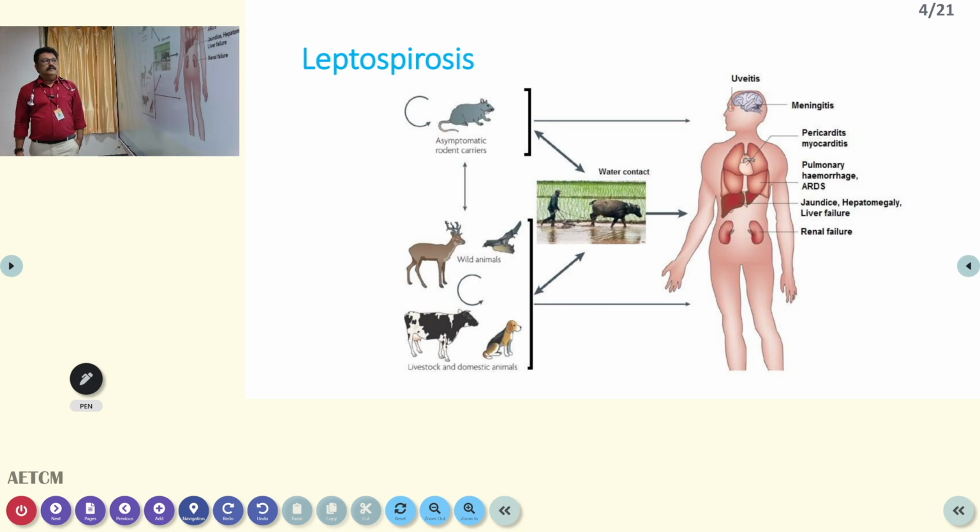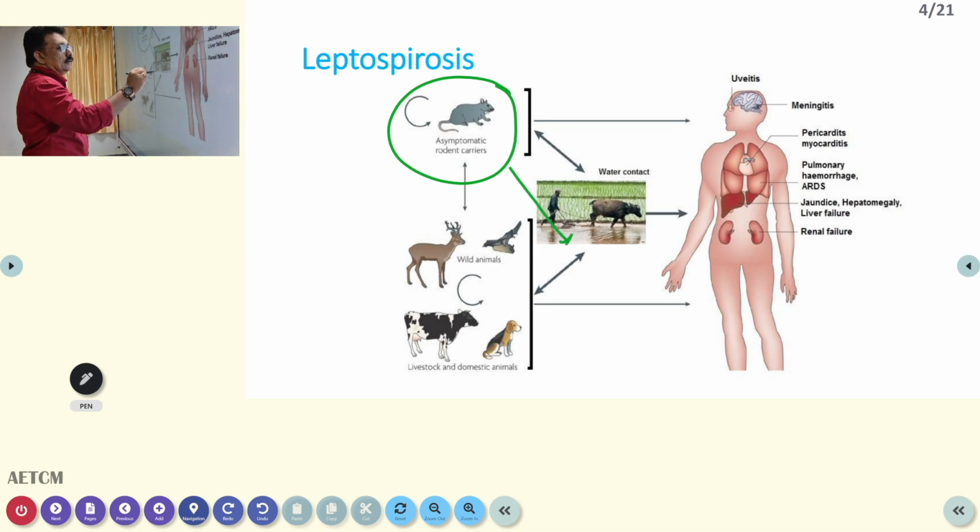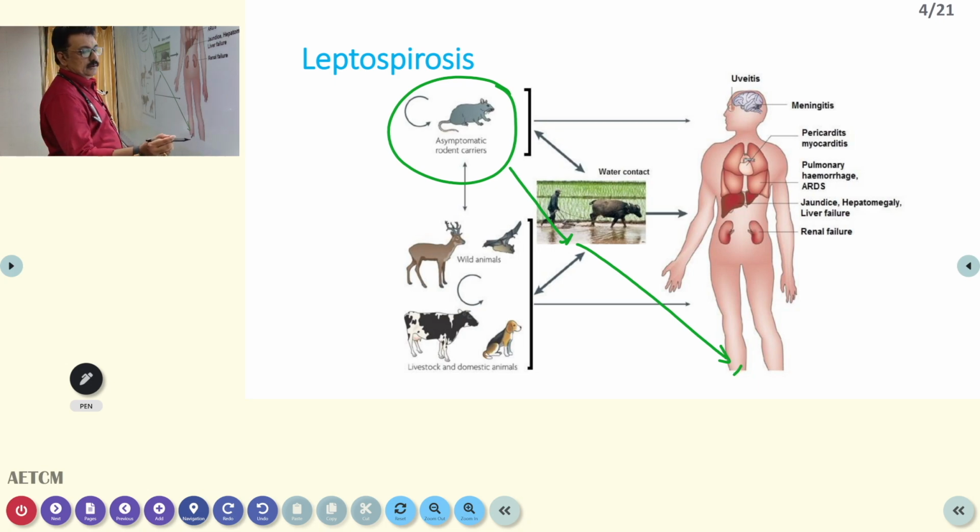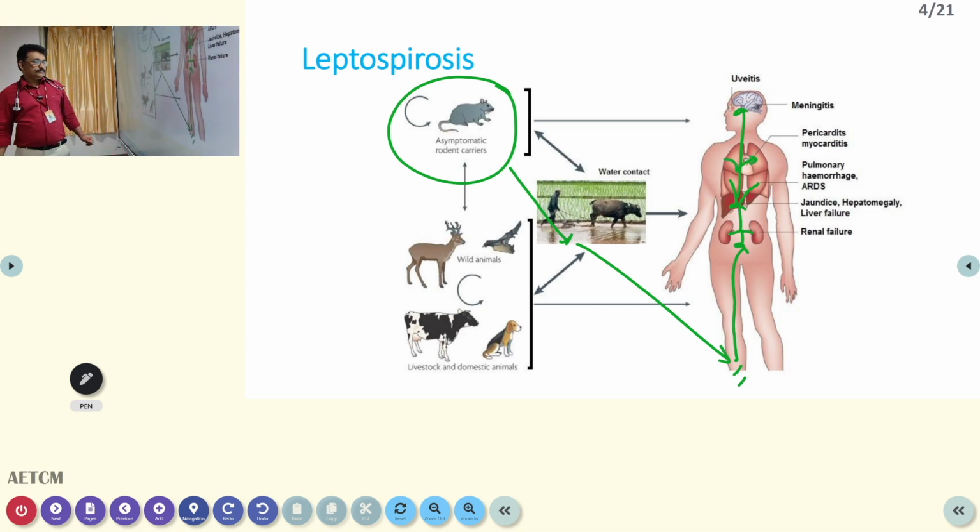So here you can see the most important things are cats. They are mostly asymptomatic. They contaminate the water. From the water, the human being will get the disease, especially through wounds in the legs. Then it will enter your circulation. It can affect almost all organs in our body: lungs, heart, brain. Everything can be involved in leptospirosis.